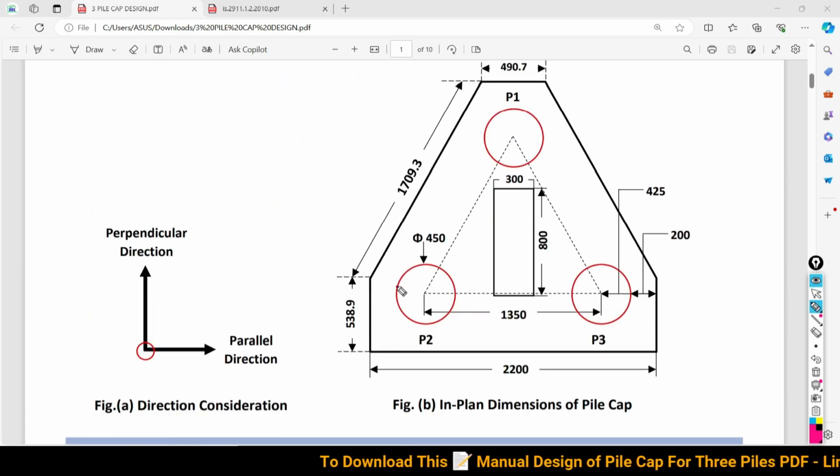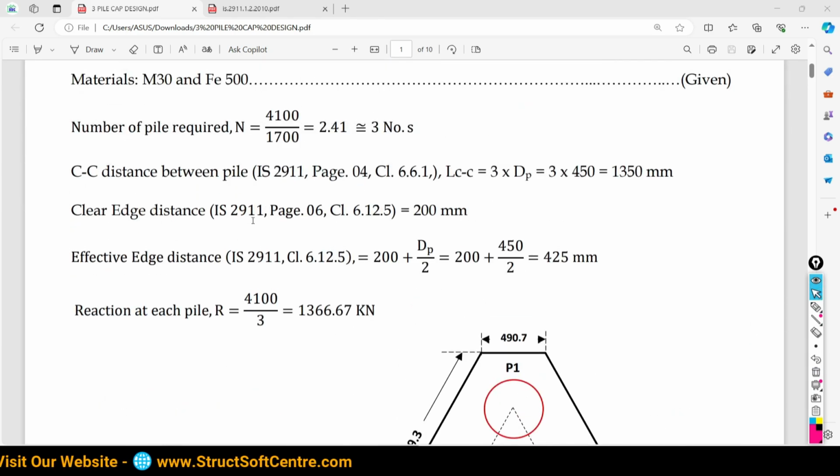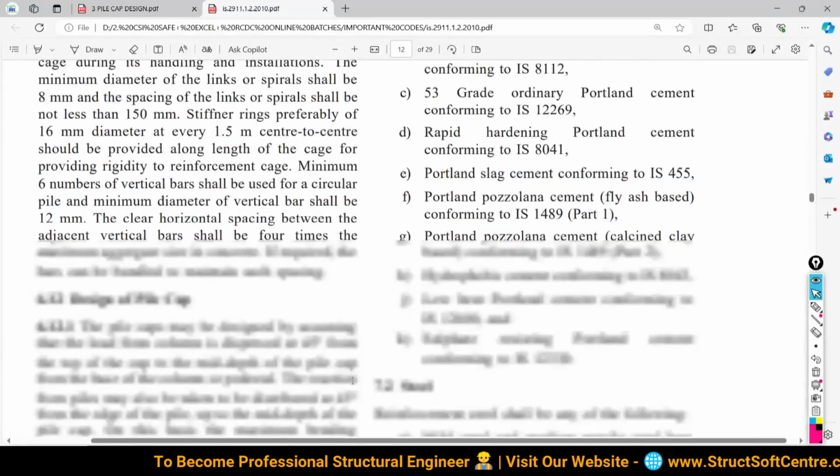From the face of the pile up to the edge of the pile cap, this is called the clear edge distance, and up to the center of the pile, this is called the effective edge distance. For this also we need to look at IS 2911 page number 6, clause number 6.12.5. So for that reason I am just moving towards page number 6.